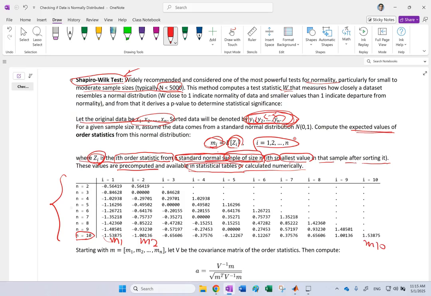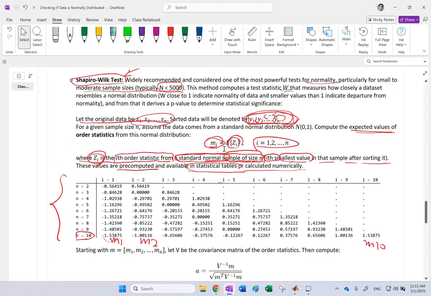And these tables are getting bigger and bigger. Okay, so it's just a portion of the table. For bigger n's, you have basically extended versions of this table. So you get the M's from these tables. Okay, you don't need to do all those calculations. They are typically done for you. You can just get them.